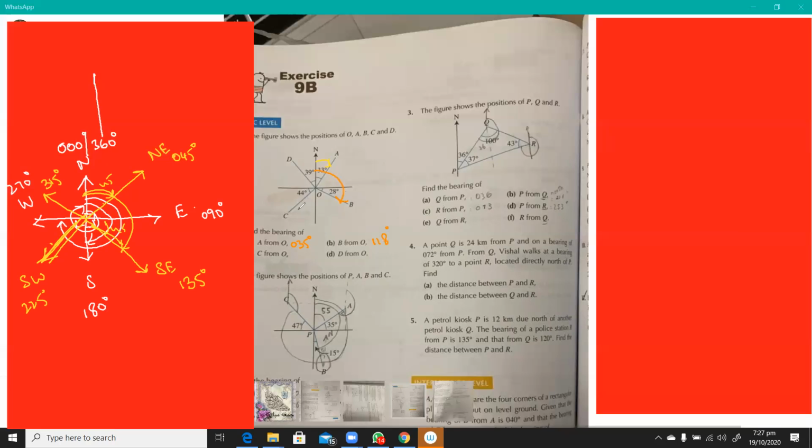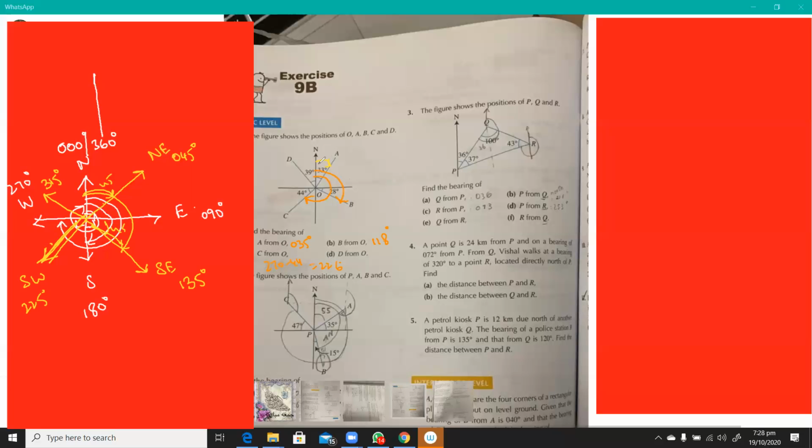Now you have to tell me what is the bearing of C from O. So you start from here, go all the way to C. So this is going to be 270 minus 44. So that means this is 226 degrees.